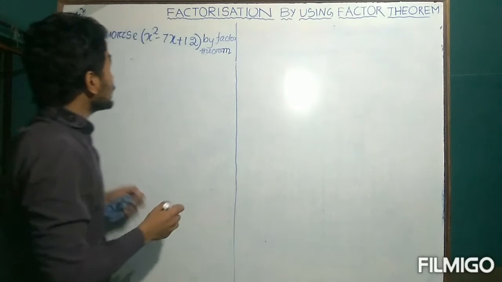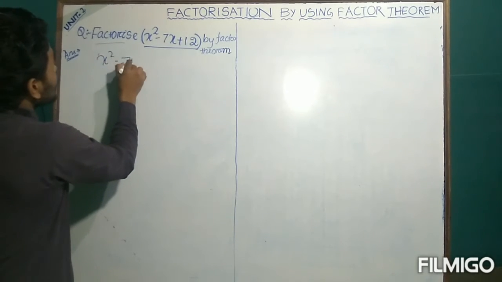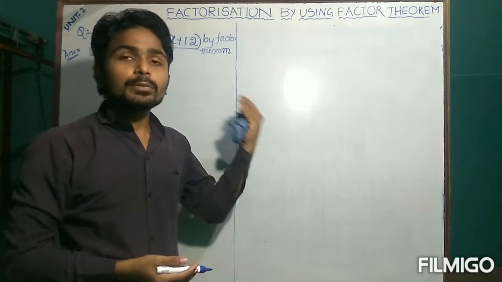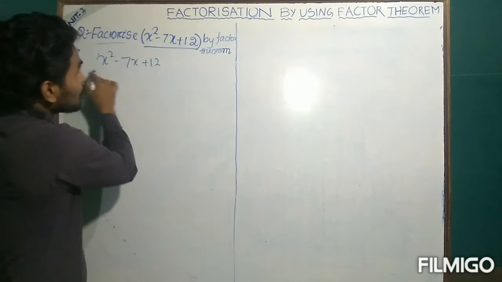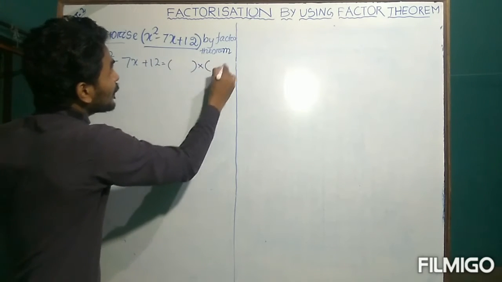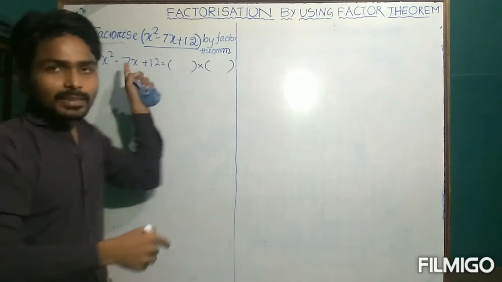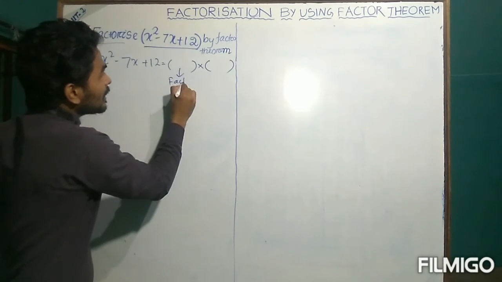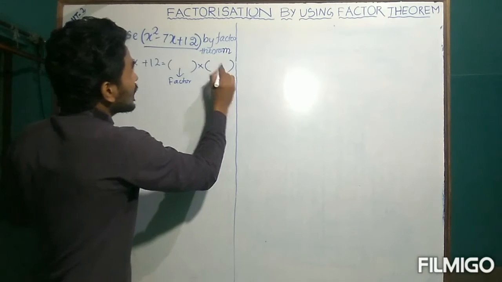In the second question we have to factorize this polynomial x square minus 7x plus 12 using factor theorem. Since we are going to factorize this quadratic polynomial, as you know, a quadratic polynomial can be written as the product of two linear polynomials, and these two linear polynomials must be the factors of this quadratic polynomial. That means here we are going to write one factor that must be in linear form.